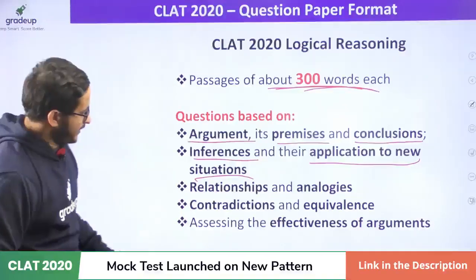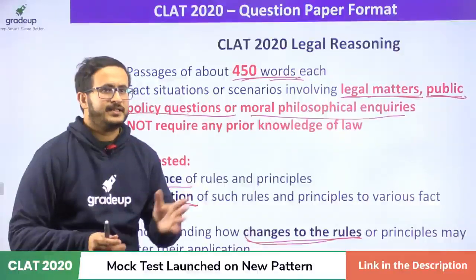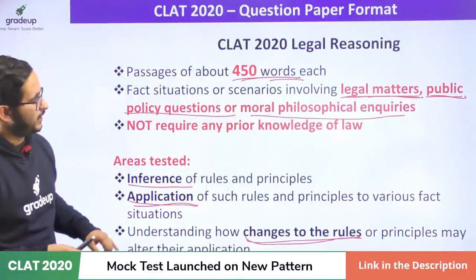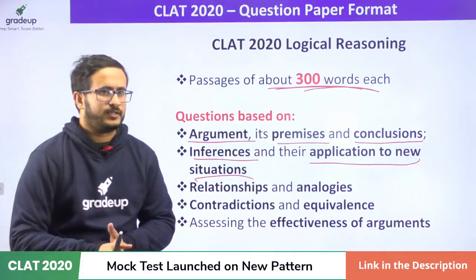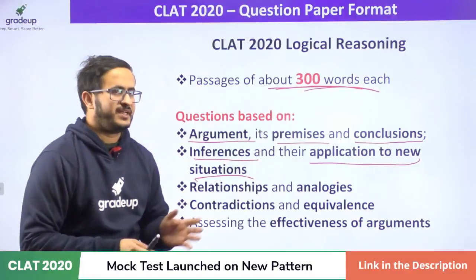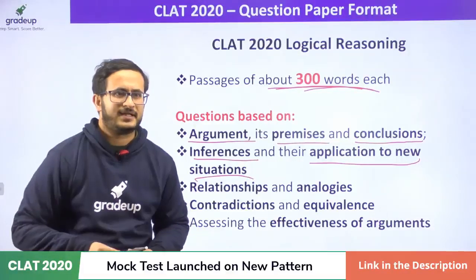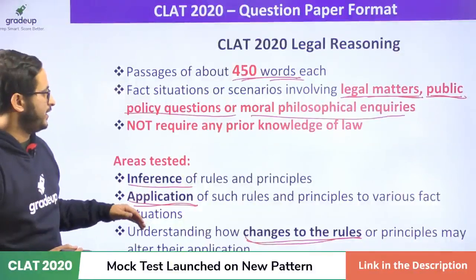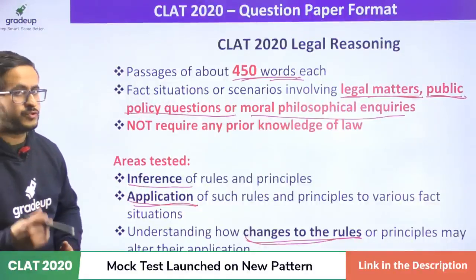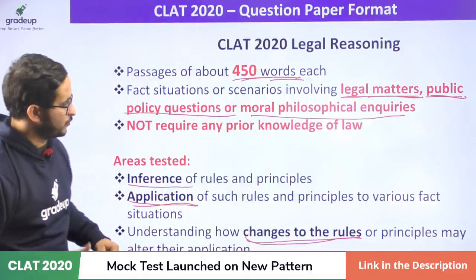So the difference between logical reasoning and legal reasoning is that the legal reasoning part would be based on legal matters, whereas the other reasoning would be on generic passages. But the things tested would be the same: arguments, inferences, etc. In the legal reasoning part, you will have facts and principles given, and you have to apply those rules and principles. You have to infer them, use their application, and see what happens if changes are made to such rules.